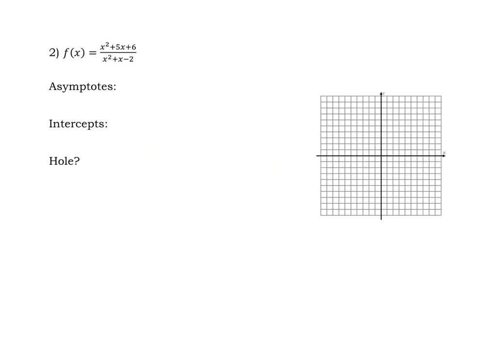Okay, this next one, I need to factor it. So those of you that can't factor, make sure you and I talk about it. So I need the factors of 6 that add to 5. That is +2 and +3. So x plus 2, x plus 3. And then the bottom, I need the factors of -2 that combine to +1. That would be x plus 2, x minus 1.